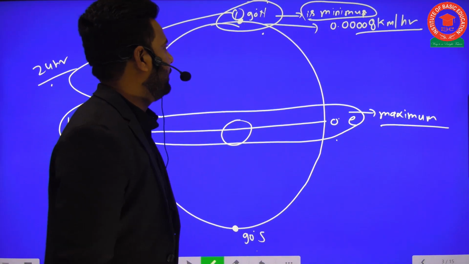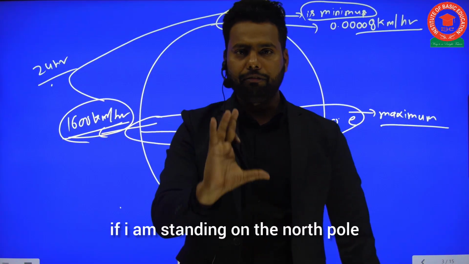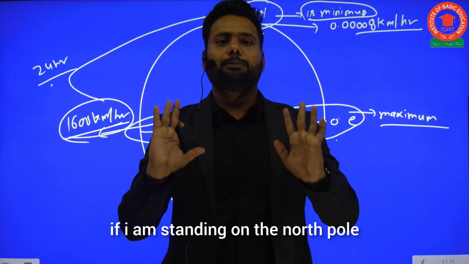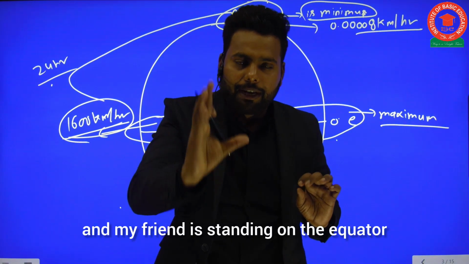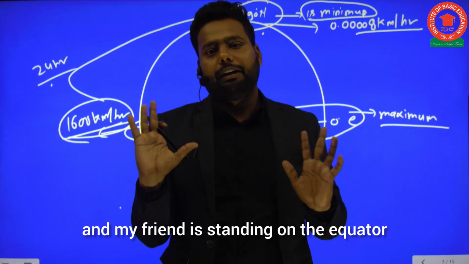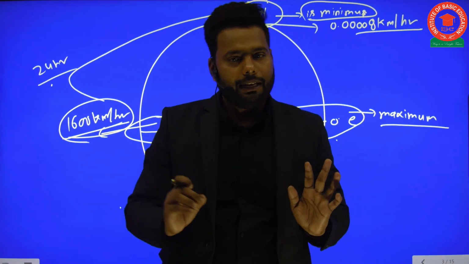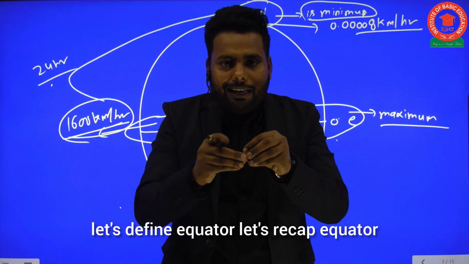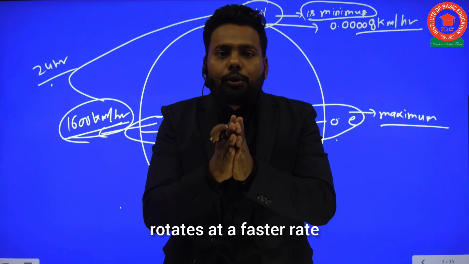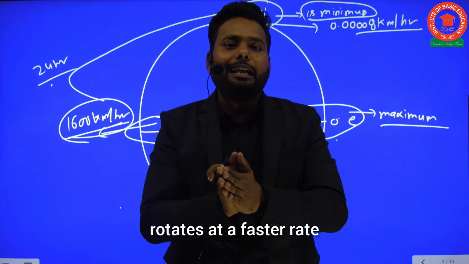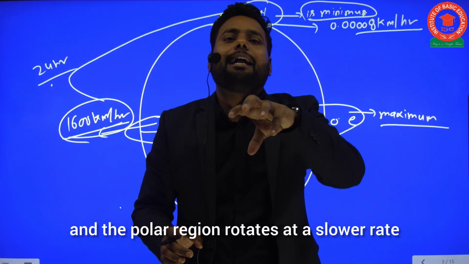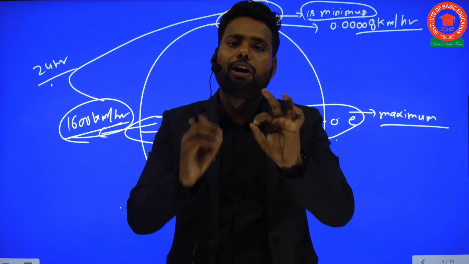Let's find out. If I am standing on the North Pole, and my friend is standing on the equator. Let's recap. The equator rotates at a faster rate, and the polar region rotates at a slower rate, or the minimum velocity.